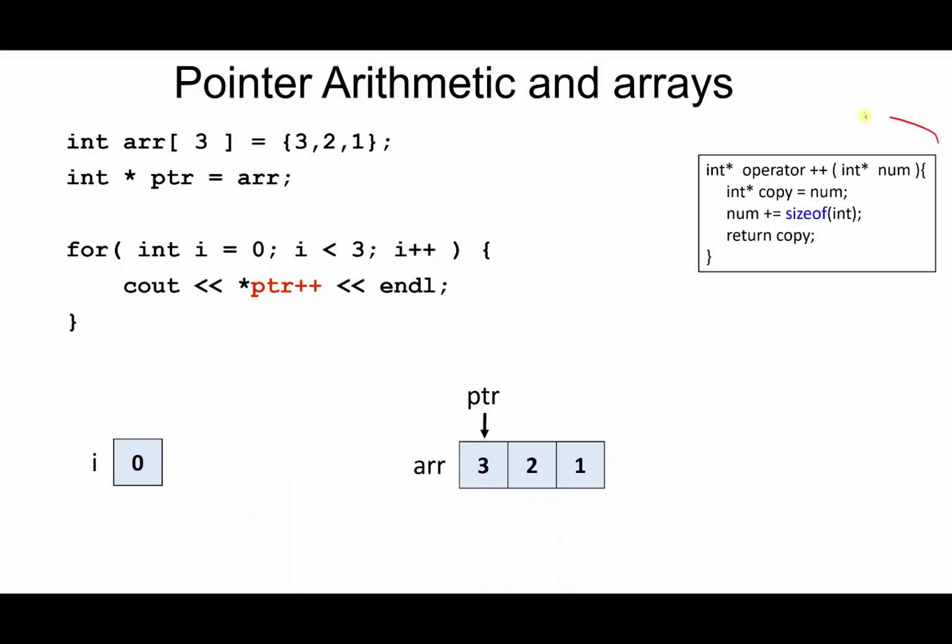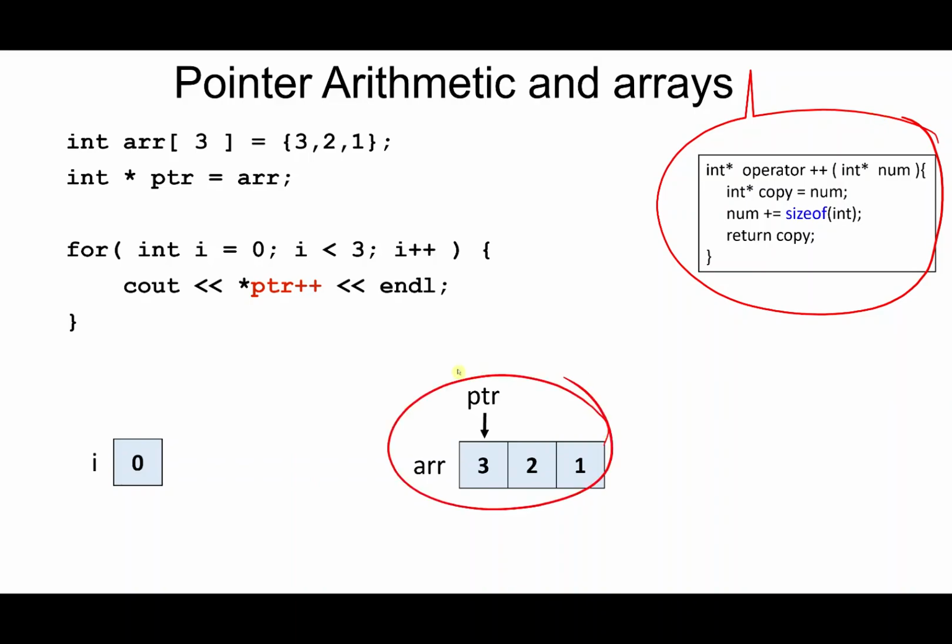So here is the function. Keep an eye on that function. And here's an example. In array 3, 2, 1. So we have 3, 2, 1. We made a pointer that points to array. So array and pointer both are pointing at 3 at this location. And here's an I. Here's I.